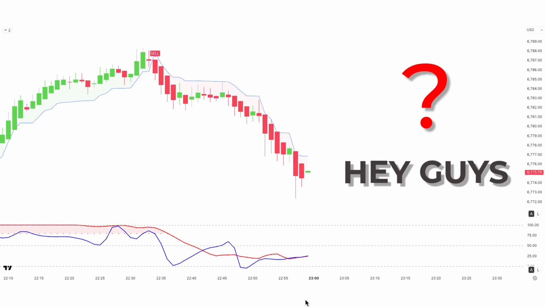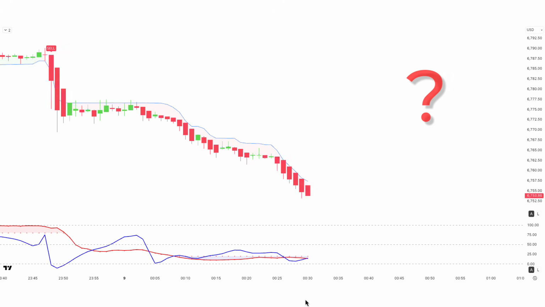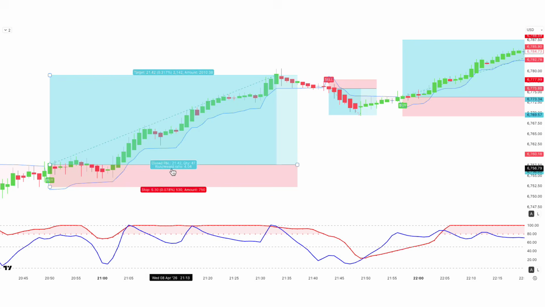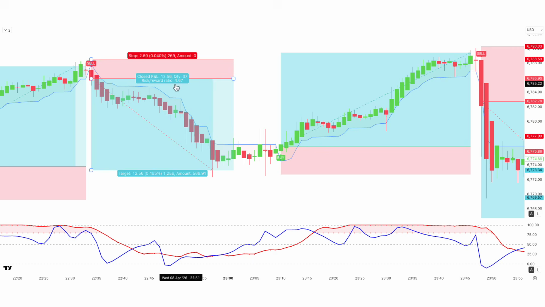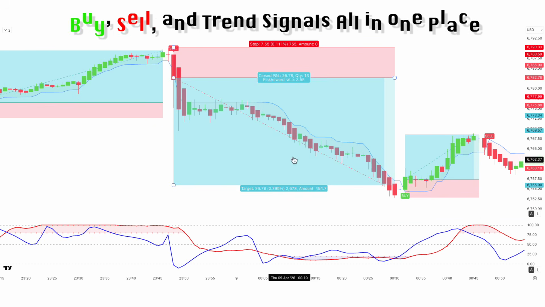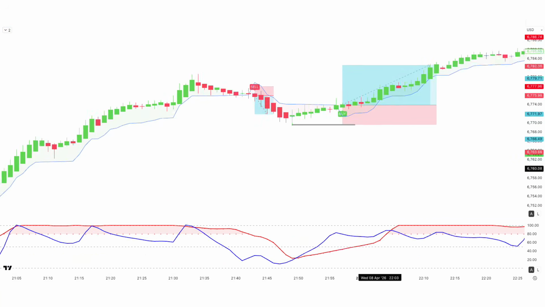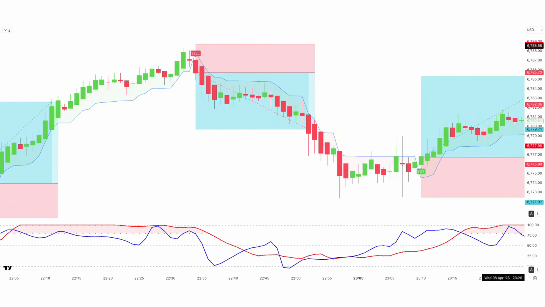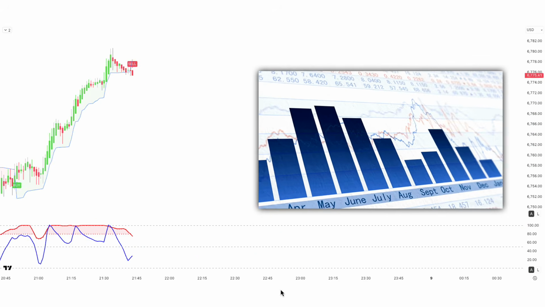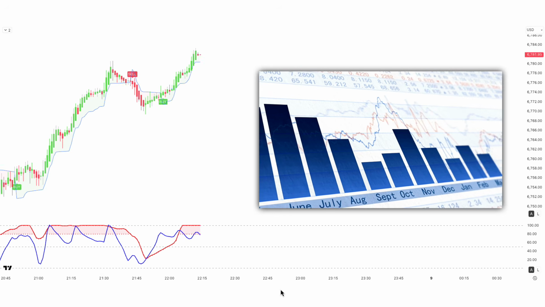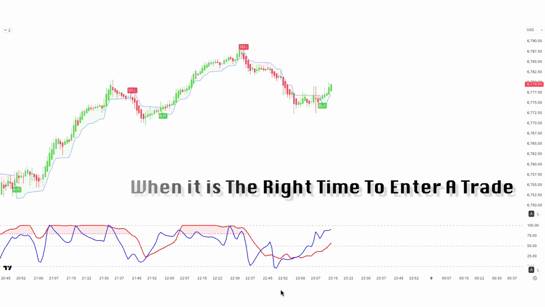Hey guys, is it really possible to understand the entire market using just a single indicator? In today's video, that is exactly what you are going to see, an all-in-one trading indicator that clearly displays buy, sell, and trend signals all in one place. Now, you no longer need to get confused by juggling between various different indicators. This system tells you when the market is strong, when it is weak, and most importantly, when it is the right time to enter a trade.